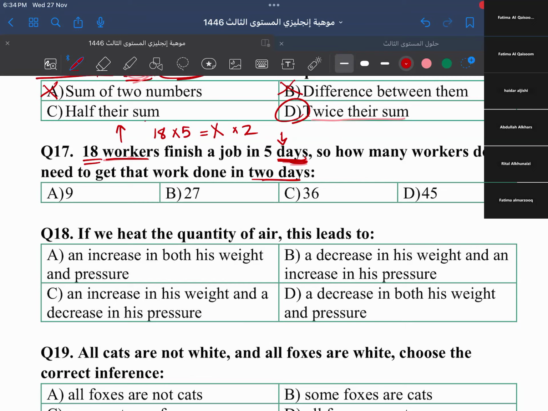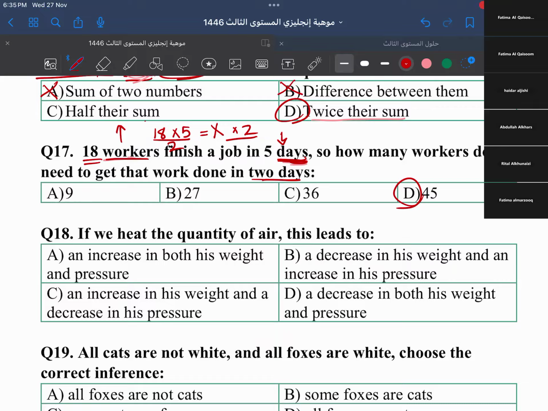Miss, one minute, the calculator. Okay. So here, 18 times 5 will be 90. It's going to be 90. But you have to divide it by 2. Don't forget. 45. 45. Excellent. So it's going to be 45.